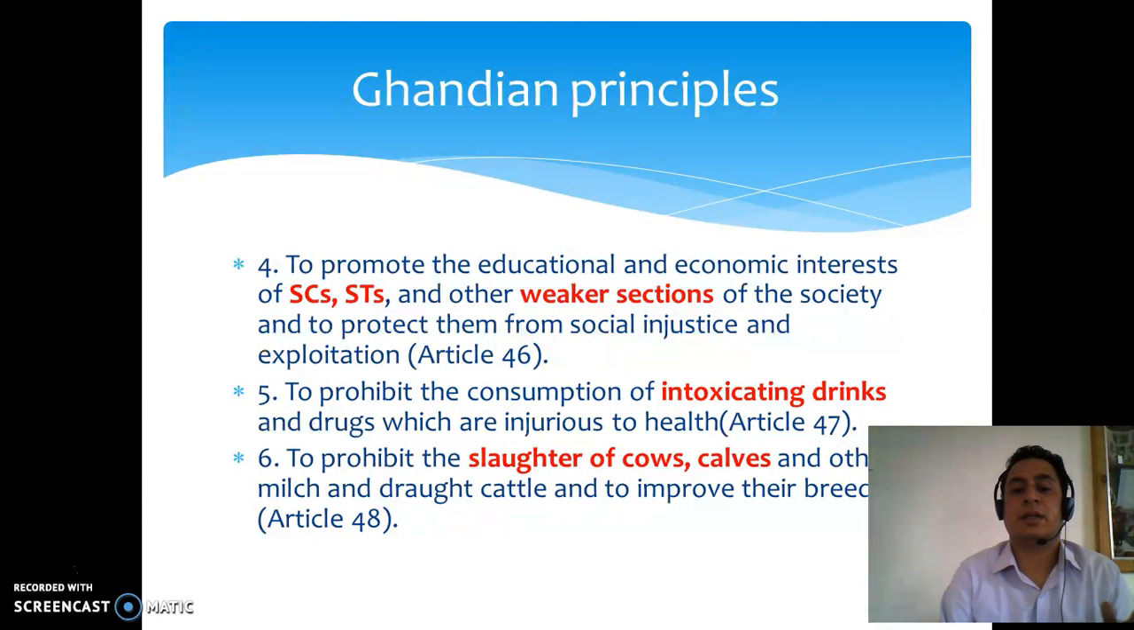Similarly, there is another article where promotion of the economic and education interests of weaker sections, SC and ST, is talked about. Similarly, prohibition of alcohol and intoxicating drinks, which we had said at the start of the lecture, where it finds its place in the constitution, and then to prohibit slaughter of cows and male animals. Again, nowadays there is a lot of debate on this, so this is also included in the Gandhian principles.